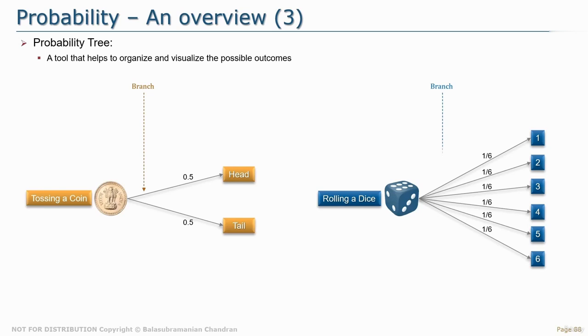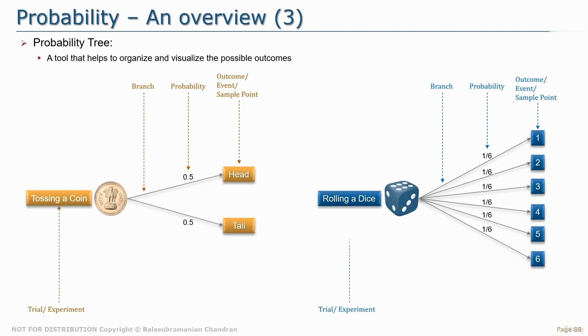The forks are called the branches. The chances are called the probabilities. The outcome is called an event or a sample point. Tossing a coin or rolling a dice is called a trial or an experiment. The set of all possible outcomes of an experiment is called the sample space.